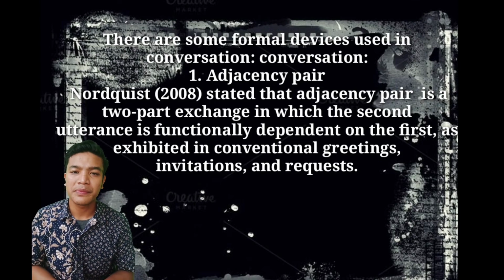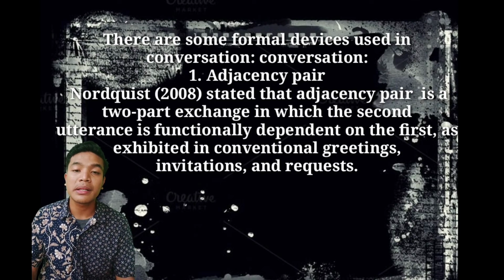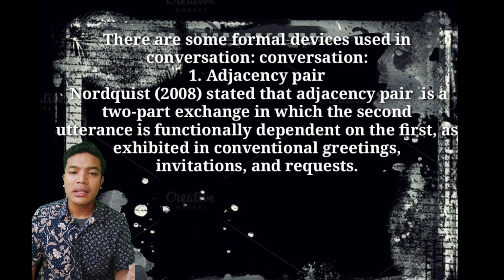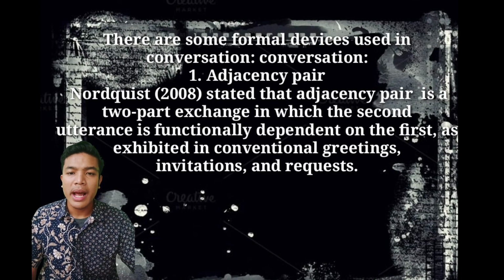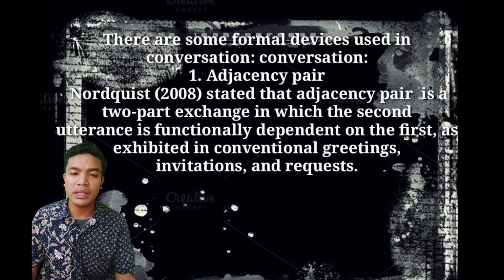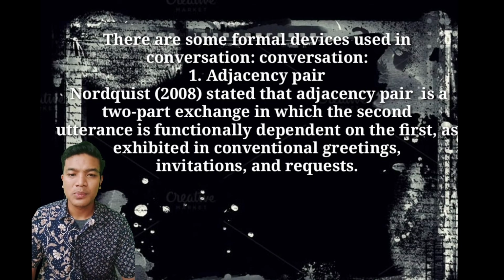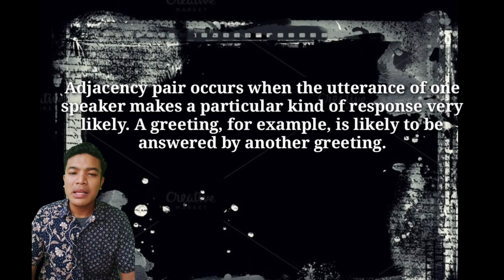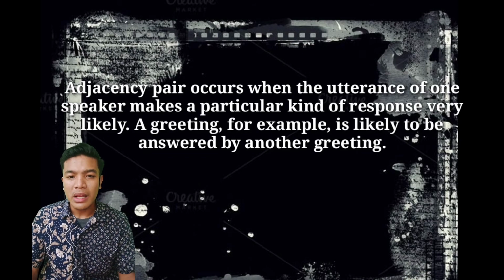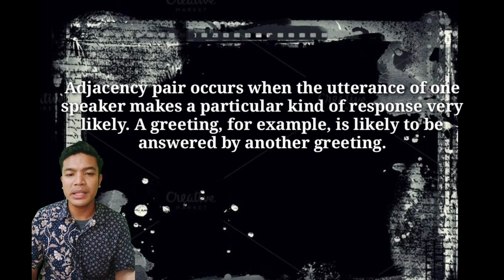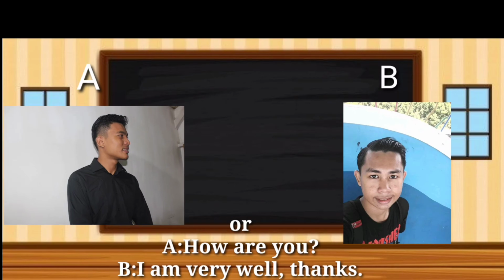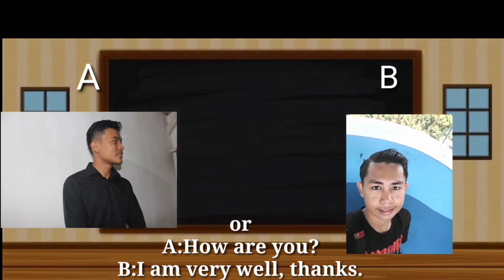1. Adjacency pair. Nofsinger states that an adjacency pair is a two-part exchange in which the second utterance is functionally dependent on the first, as exhibited in conventional greetings, invitations, and requests. Adjacency pair occurs when the utterances of one speaker make a particular kind of response very likely. A greeting, for example, is likely to be answered by another greeting. How do you do? How do you do? How are you? I'm very well, thanks.